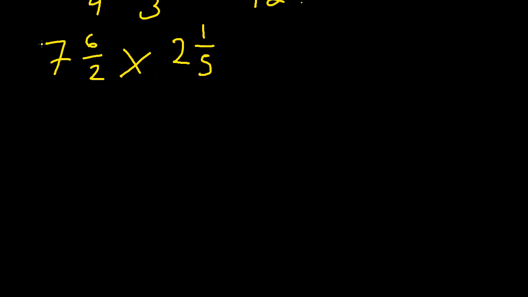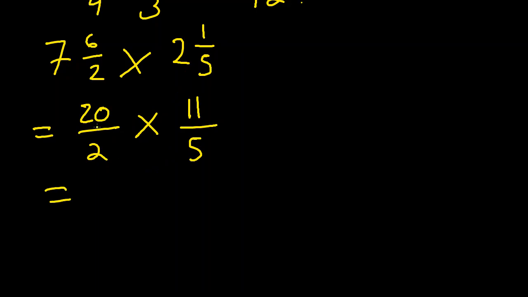Well, remember, we have to change the mixed number into an improper fraction first. So how do we change this into an improper fraction? Well, we have 7 times 2 is 14, plus 6 is 20. So we have 20 over 2, okay? Times 2 and 1/5 is the same thing as 2 times 5 is 10, plus 1 is 11. So 11 over 5.